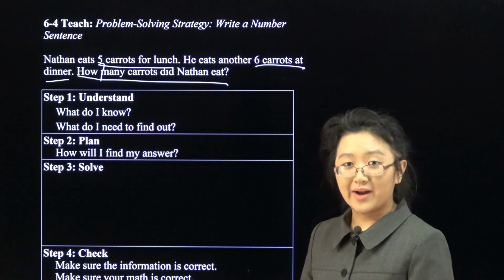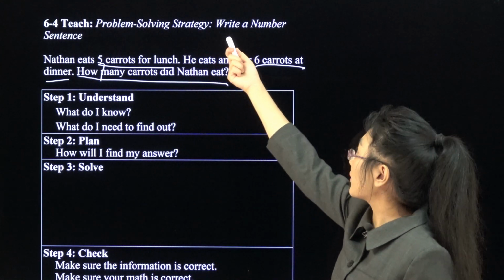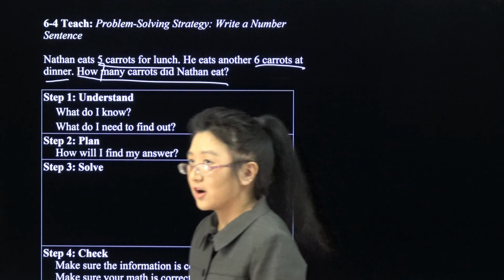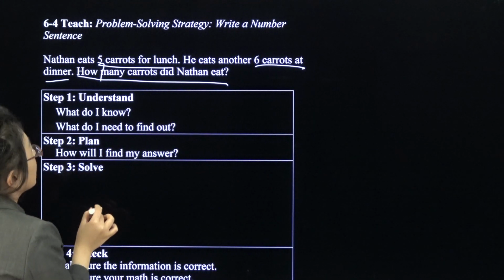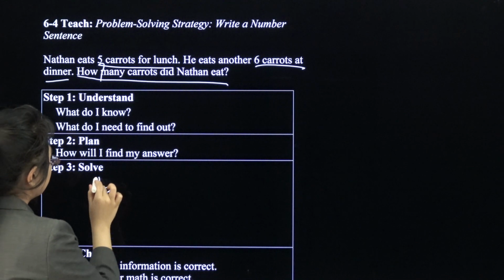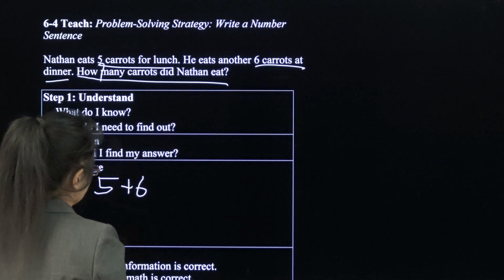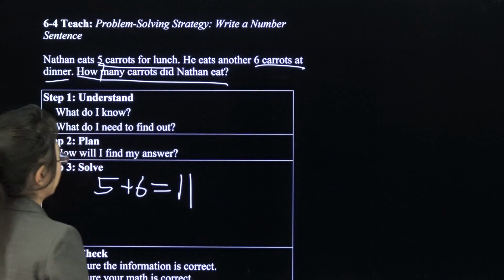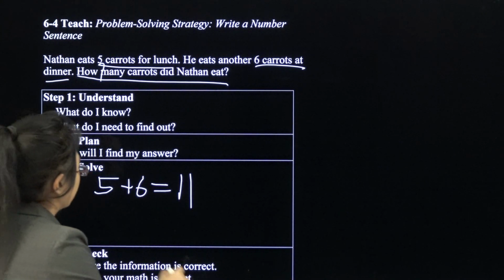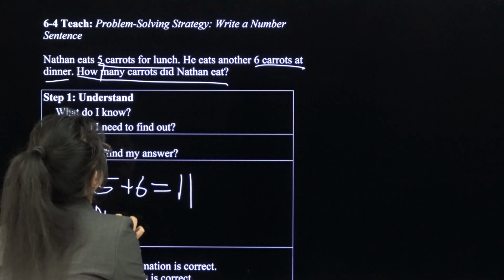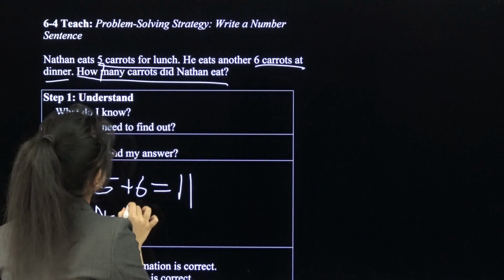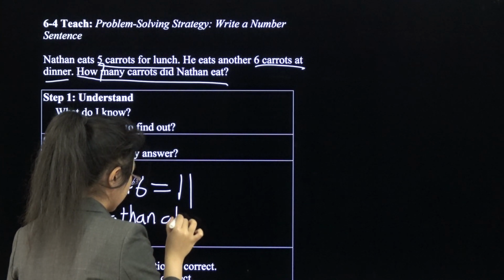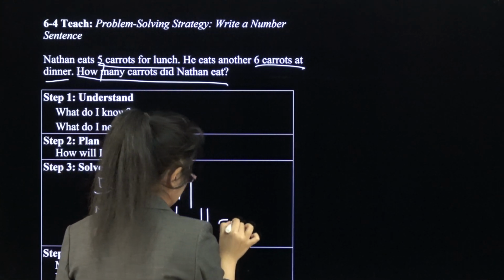Our plan, how will I solve this, is, well, the strategy is already written for us. Write a number sentence. Now let's actually solve it. Since it's a total, it would be addition, so 5 plus 6, and that's equal to 11. Nathan ate 11 carrots.